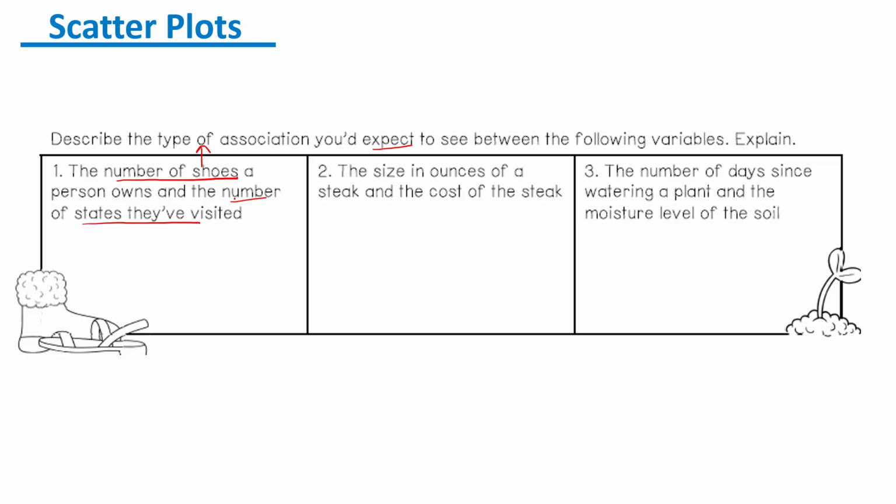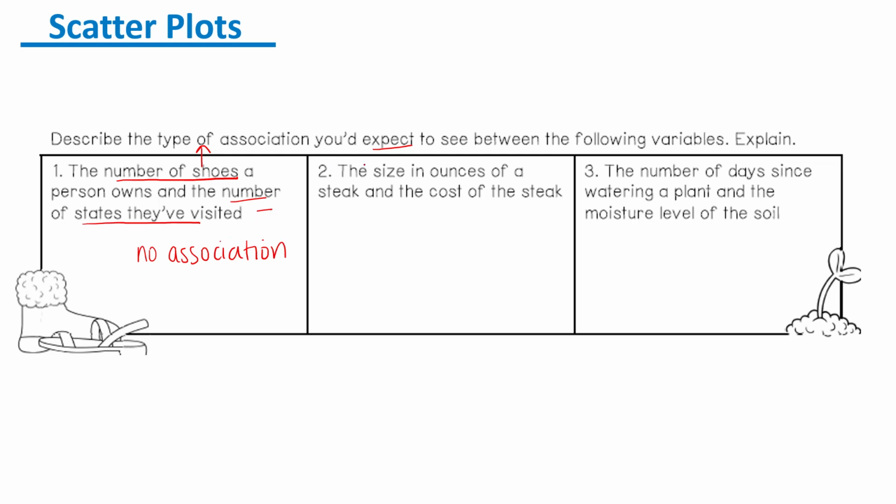Well, realistically, I don't see a connection between those two. I could own a lot of shoes and never go anywhere, or I could go a lot of places, right? Just because I have a lot of shoes doesn't mean anything about the number of states I'm going to visit. So I would probably say that is no association. They don't really relate to each other.